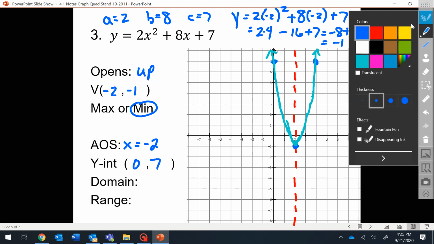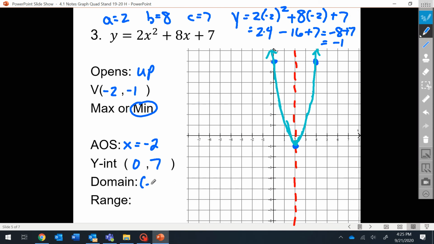The domain of this would be, as usual, negative infinity to infinity. That's the same for all of them. And maybe I will draw that a little bit better so you can actually see that it's an infinity symbol. So negative infinity to infinity. And then the range, the lowest point is right here at negative 1, and the highest point, it goes up forever, so it's infinity. So negative 1 to infinity, including negative 1, because that is included there.